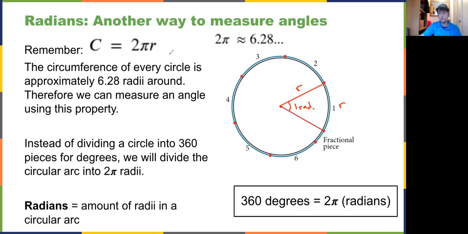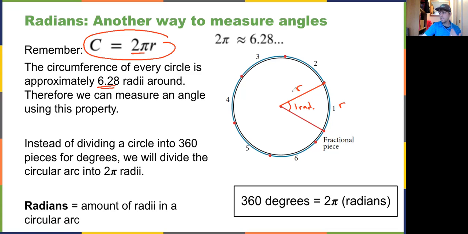This has to do with our formula, right? When we think about the circumference formula for a circle, the circumference of a circle is always equal to 2 pi times the radius length. 2 pi is a constant, 6.28 something. When we multiply that by the radius, that gives us the circumference of the circle, how big around our circle is. Well, what that really means is that every circle is going to have around 6.28 radiuses all the way around it.